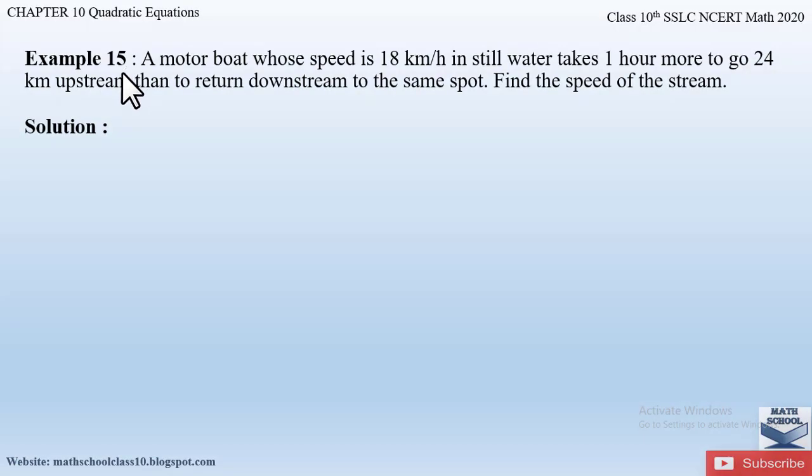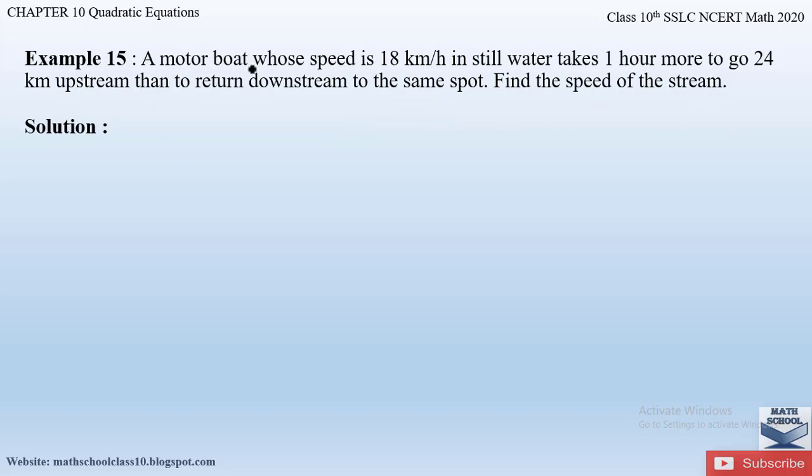Example 15, that is the last example from chapter 10 quadratic equations, says: a motor boat whose speed is 18 kilometers per hour in still water takes 1 hour more to go 24 kilometers upstream than to return downstream to the same spot. Find the speed of the stream.